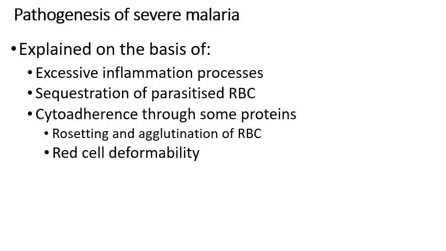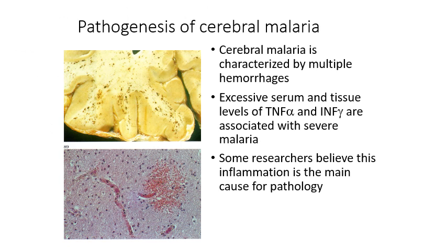So, severe malaria pathogenesis. We've already spoken about it, but it's explained by excessive inflammatory process, sequestration of parasitized RBCs, cytoadherence through some proteins, leading to formation of rosetting and agglutination of red blood cells and reduced red cell deformability. To look at it, this is pathology of cerebral malaria. You can see multiple hemorrhages, tiny petechial hemorrhages. Like we said, there's excessive serum and tissue levels of tumor necrosis factor alpha and interferon gamma. TNF alpha is produced by the macrophages, interferon gamma is produced by CD4 lymphocytes.